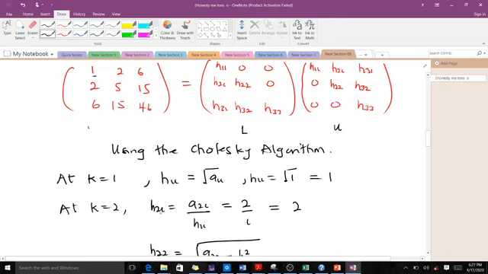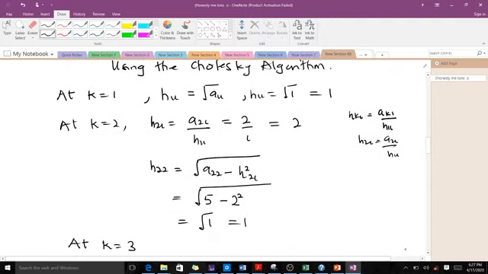Then our h21. Remember we said hk1 is equal to ak1 all over h11. So that means that k is 2, and our h21 will be equal to a21 over h11 from the algorithm. So go through the algorithm, it will be so simple. Our h21 here will be equal to a21 over h11. This is our a21, so 1, and h11 we just found to be 1. So that means that our h21 is 2.